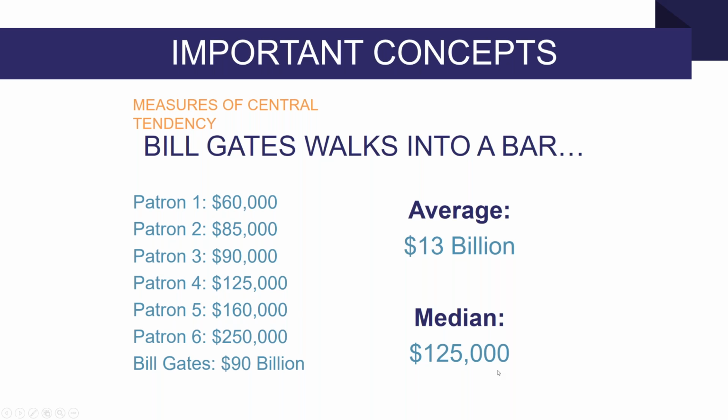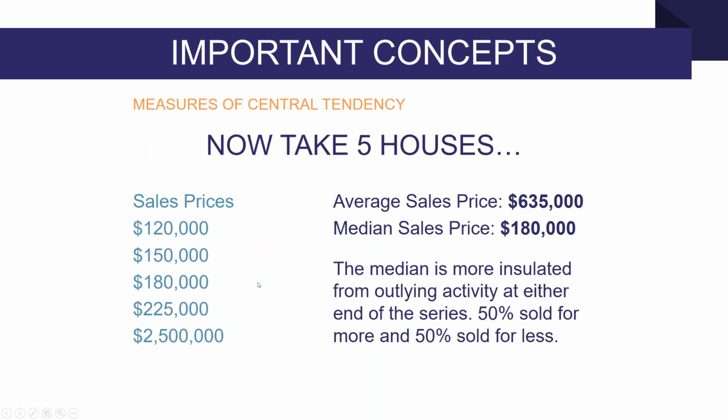If we look at the median value instead, we're looking at 125,000. While a lot lower, it's a little bit more reflective of the sample that we have. To find average, we just simply add everyone up and divide by that number. For median, we sort everyone low to high, and we find the person in the middle, and that number is what we use. If we were to take this back over to housing, we have houses 120K to 2.5 million.